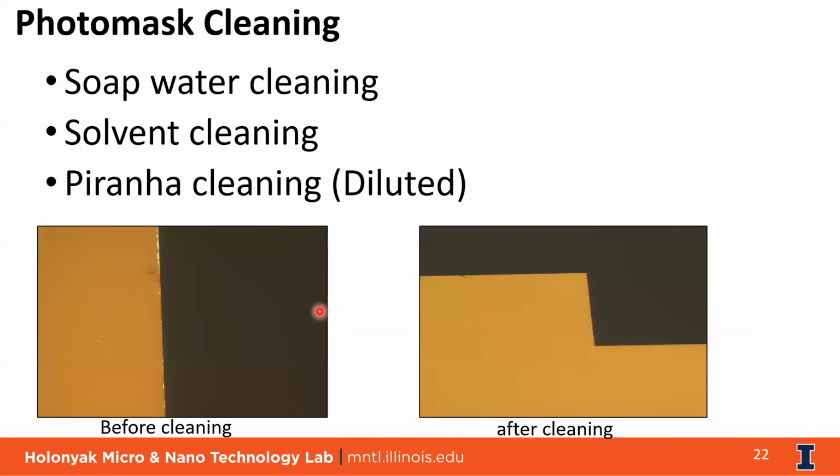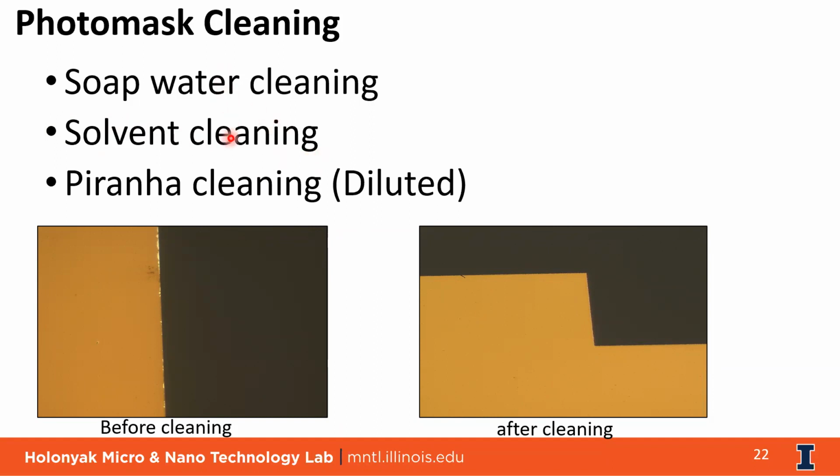The next step: if you're using any of the contact modes, probably you'll end up getting some contamination or photoresist residue on your photomask. So these are the three common methods to clean the photomask. The first one is called soap water clean, where you put your mask into the soap water, take some very fine foam, and slowly rub it to clean the residue. The second one is called solvent clean, where you use acetone and IPA to clean the residue from the wafer.